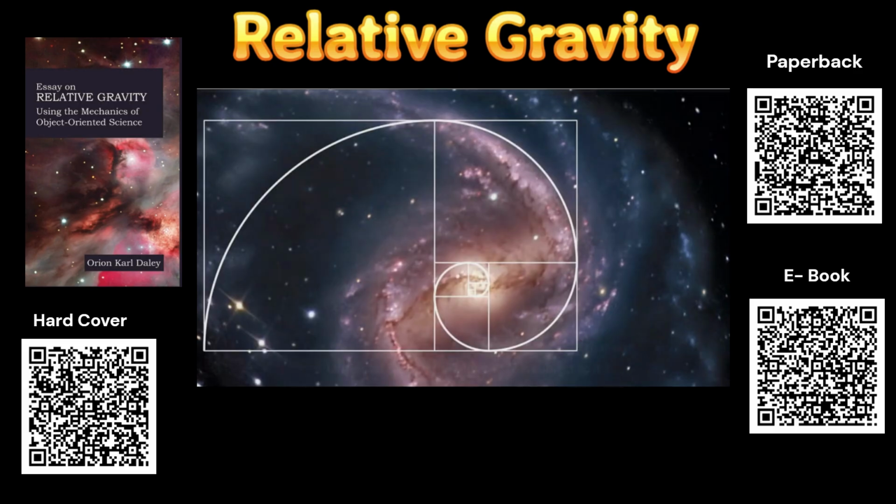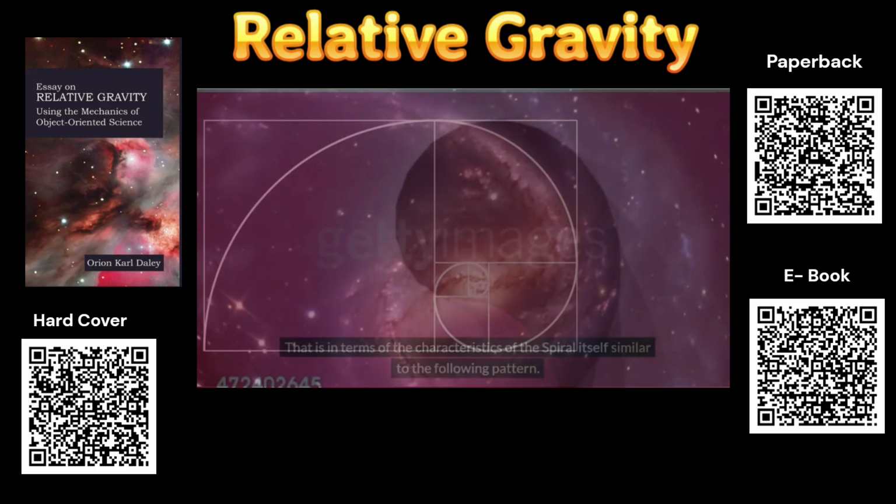Question 4. Per Fibonacci, could we further say that our universal time in the Milky Way is subject to it? Question 5. Have you thought about galaxy spirals with respect to Fibonacci? That is, in terms of the characteristics of the spiral itself, similar to the following pattern.